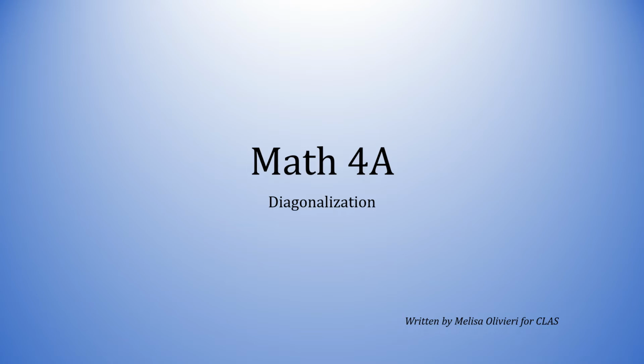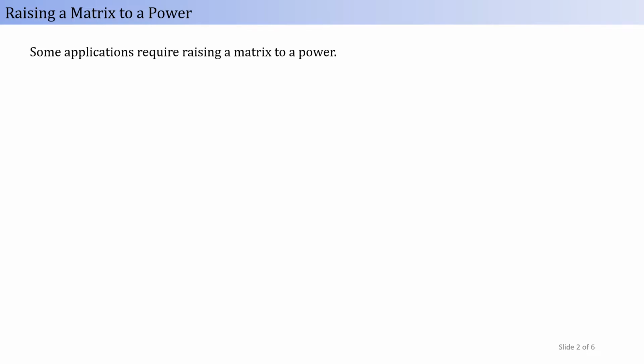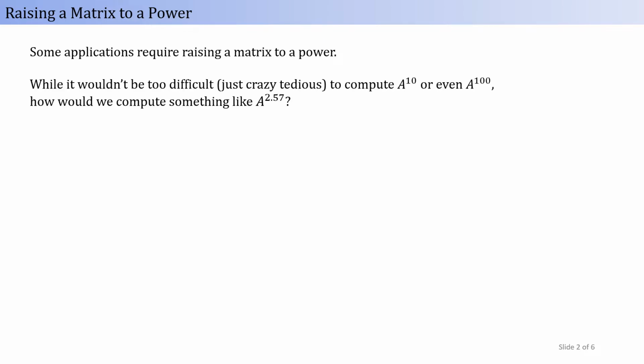Let's talk about diagonalization. Sometimes you have to raise a matrix to some power for certain applications, and that's not necessarily difficult. It could just take a very long time to do. However, if the power is not a whole number, like A to the 2.57, then it's not very obvious how to do it. So what can we do?